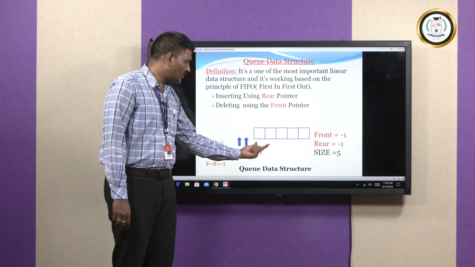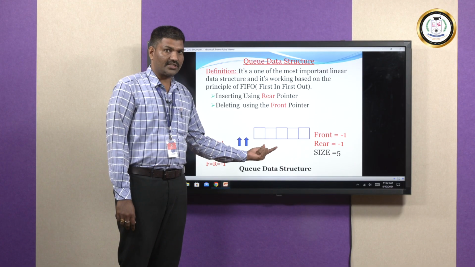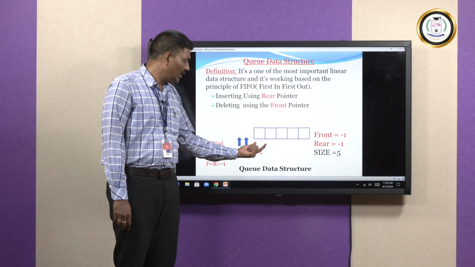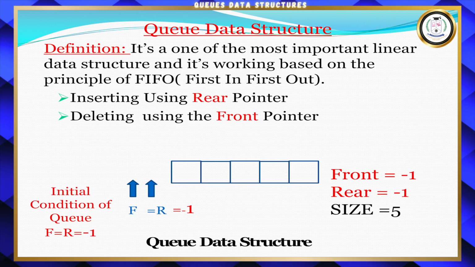It is an empty data structure, there is no value inside it. So, it is also called the initial data structure. You can see front and rear equal to -1. So, this is the initial condition for the queue data structure.